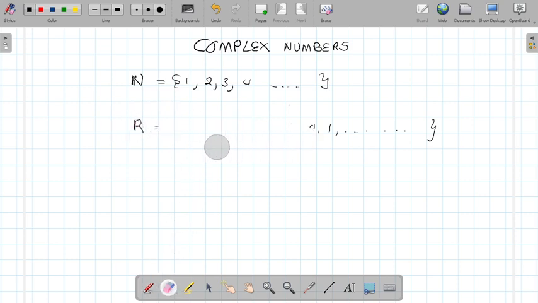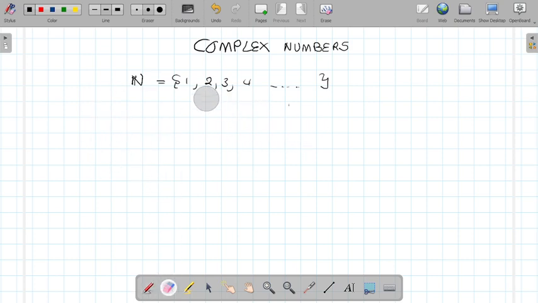We also have the set of extended reals, that is R bar. We have the set of real numbers, and then we append the two infinities, that is, positive and minus infinity. If we append the two infinities, we get the extended reals. This set of numbers is known as the extended reals.